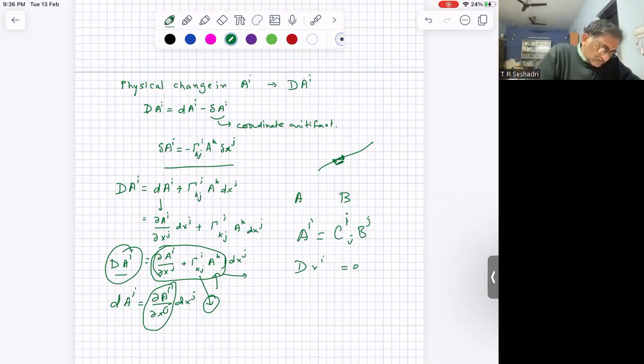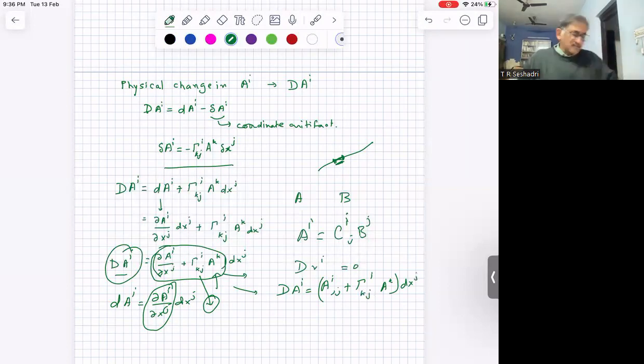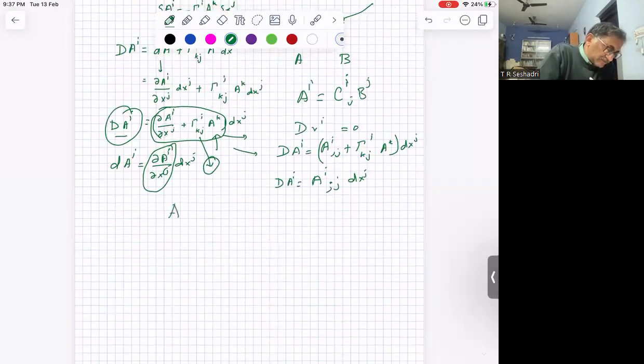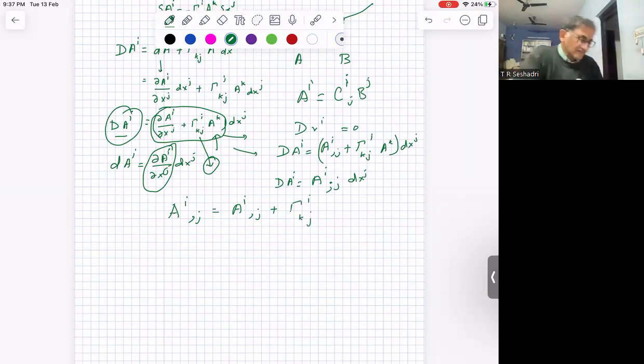So in our usual notation, I will write DA^i is equal to A^i_,j plus gamma^i_jk A^k, okay, this is kj. It will not matter, which I will prove later, but right now I'll just maintain this order, times dx^j. And so I call this DA^i as A^i_;j dx^j. So the covariant derivative, that is A^i_;j, is equal to A^i_,j, which is the partial derivative, plus gamma^i_kj A^k.